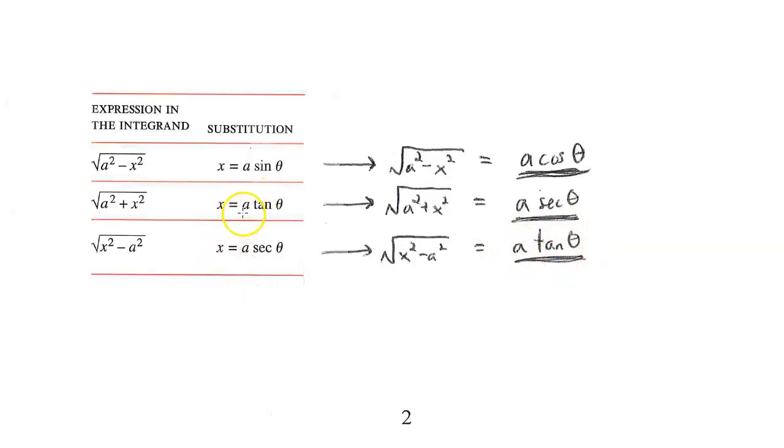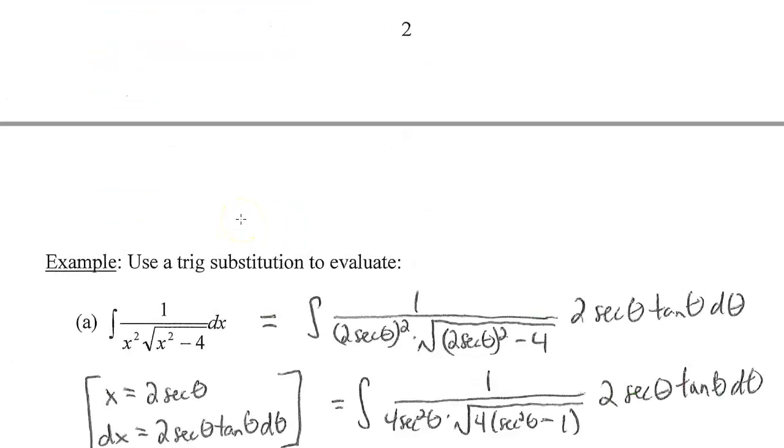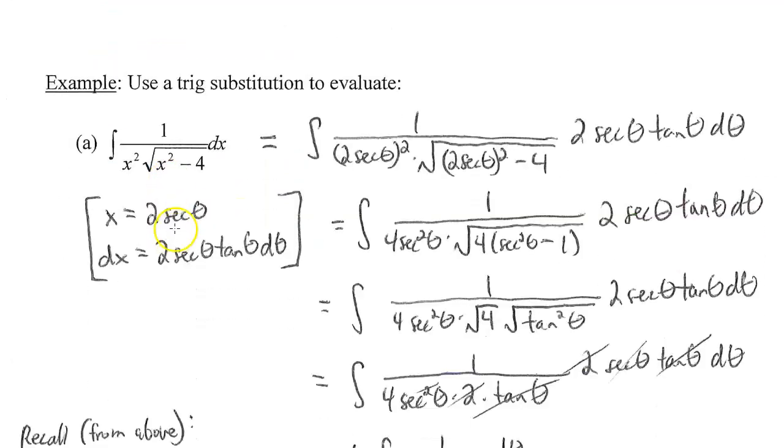So notice when we do the substitution a tangent, it simplifies to a secant. When we do a secant, it simplifies to a tangent. So the tangent and secant kind of flip. Okay, so how does this help us? What do we do? Again, it probably seems confusing up to this point, but how do we actually do this integral? So let's do an example.